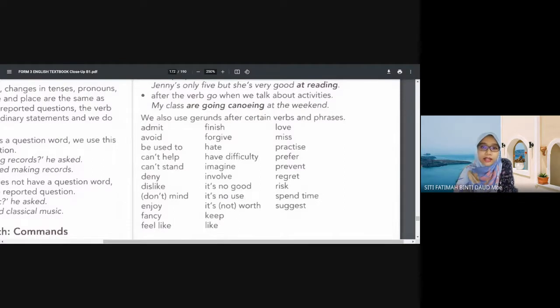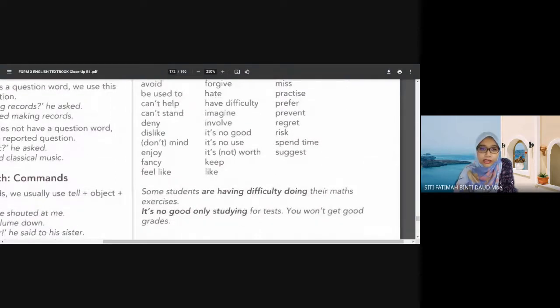Okay, keep, like, we have love, miss, practice. Of course, all this depends on the sentence of what you want to talk about. Practice, prefer. I prefer cooking than doing the laundry. Okay. Prevent, regret, risk, spend time, and suggest. Okay. These are some of the examples here.